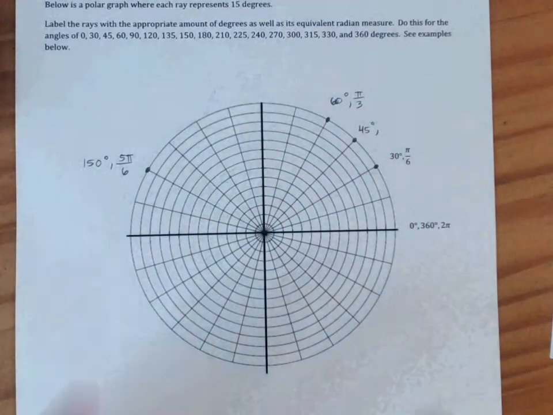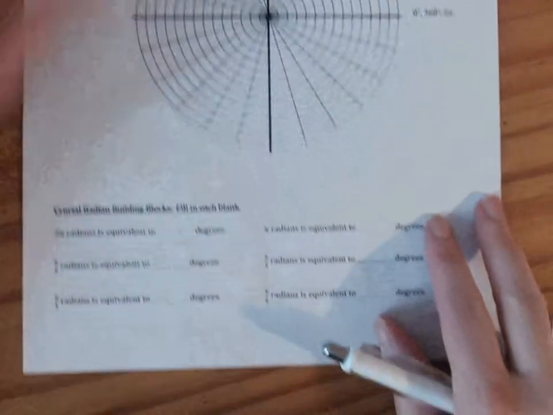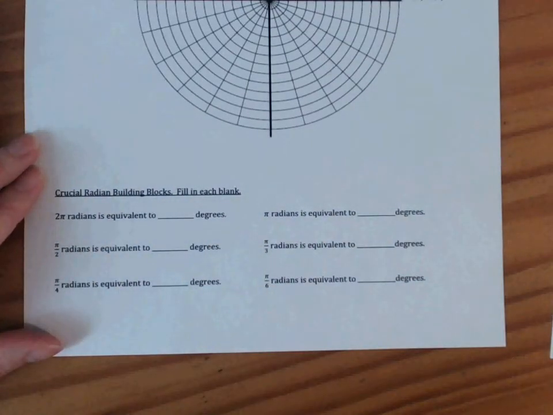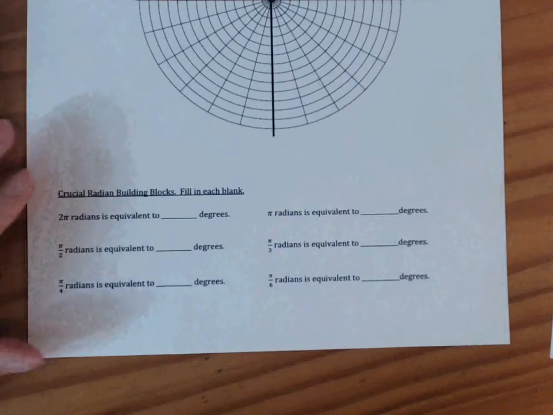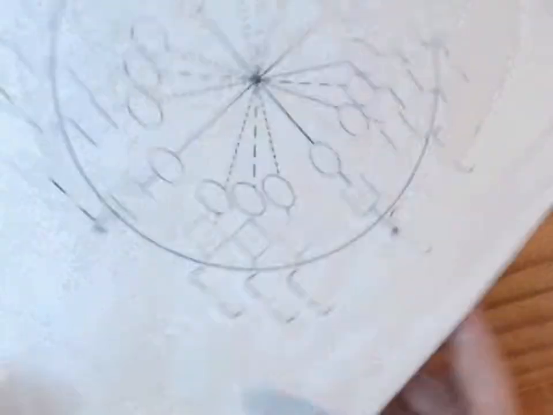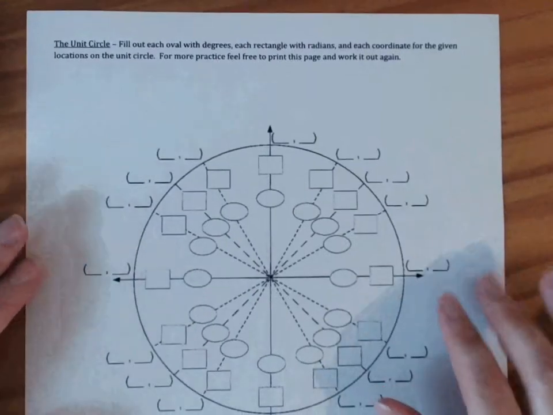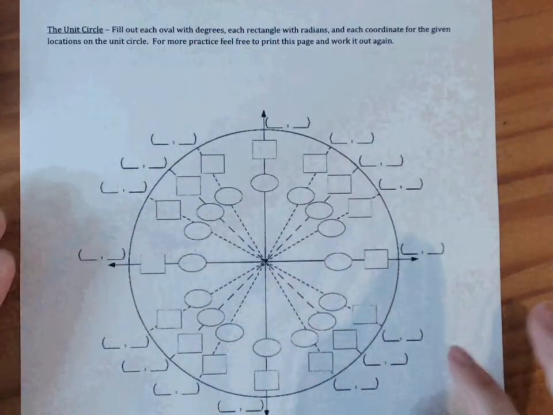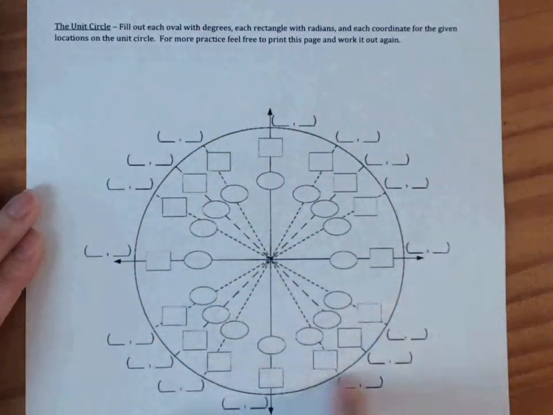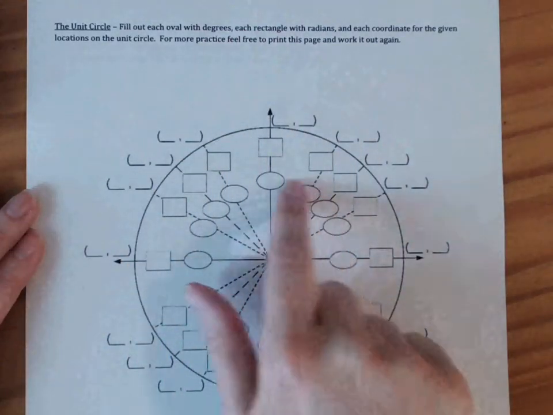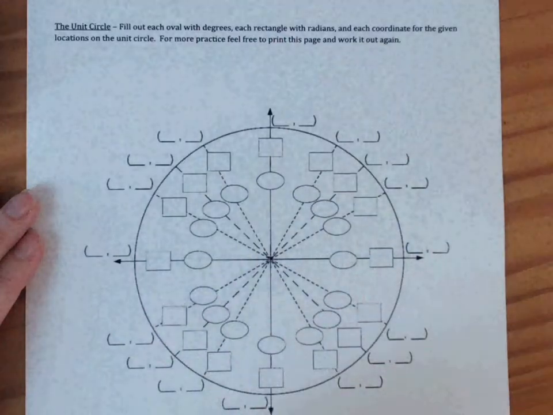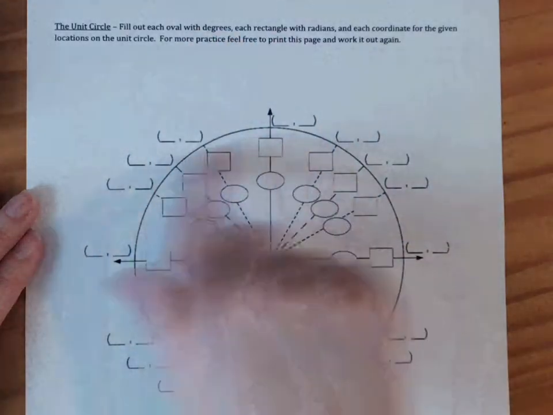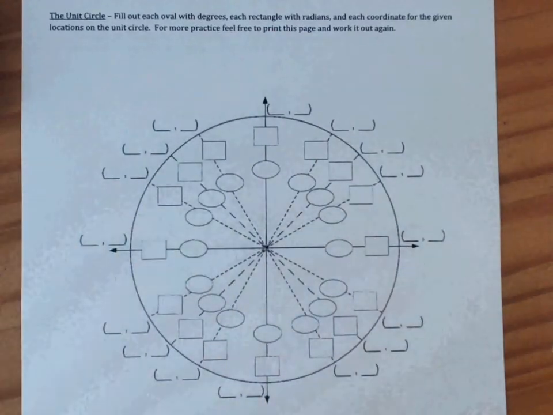And just to really solidify some of those really common ones, you guys can fill in the blanks down here. Crucial radian building blocks, fill in each blank. And on the very back side here is some practice with the unit circle, like we discussed in class. So bringing it all together, the coordinates on the unit circle, as well as I'm going to have you guys in the little ovals here fill out the degrees, and the rectangles you can fill out with the radians. So just another muscle memory there.